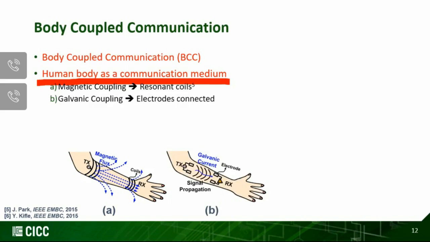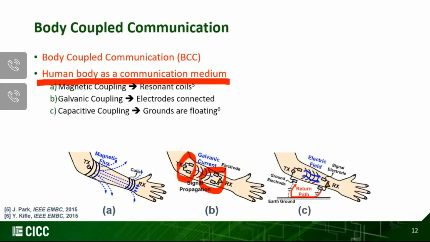The second type is galvanic coupling, whereby you have both TX and RX each having two electrodes, as you can see, and you'll be utilizing the galvanic current from the transmitter to the receiver side. The third type will be capacitive coupling, which at first glance looks very similar to galvanic, but it's not. You can see that both TX and RX only have one electrode connected to the body, and the return path will be formed by the parasitic coupling between the TX and RX PCB ground to the earth ground. So then this will be relying on the electric field.